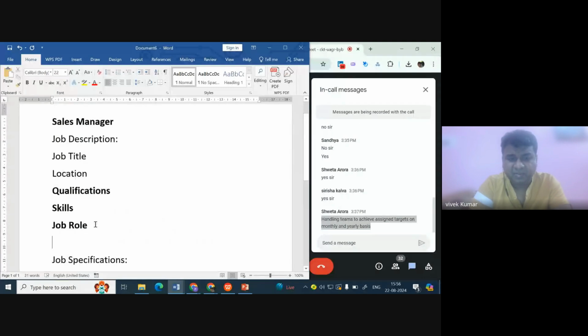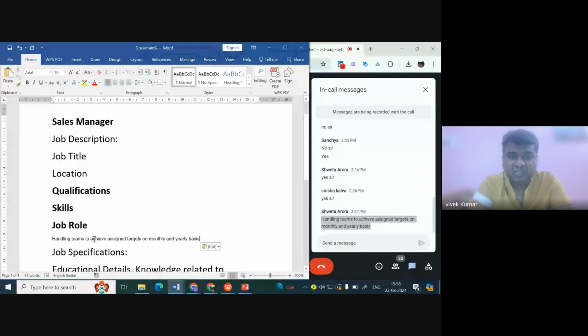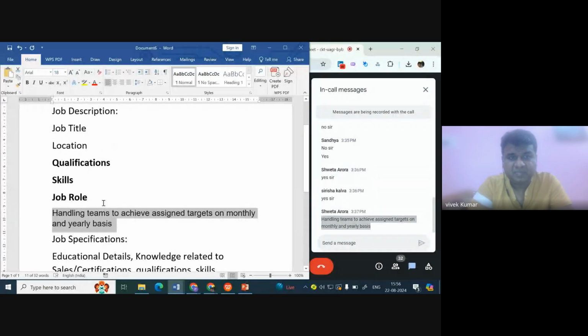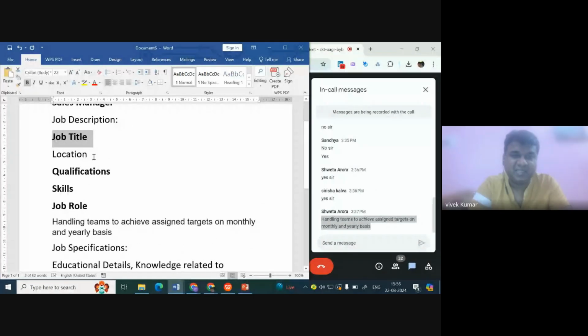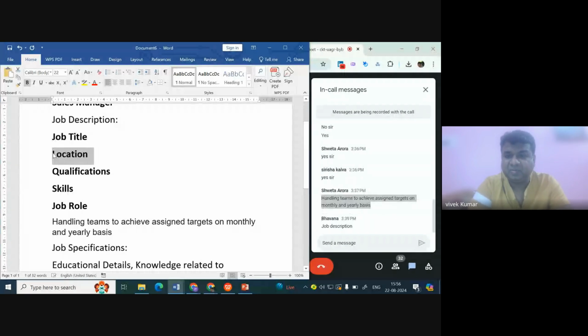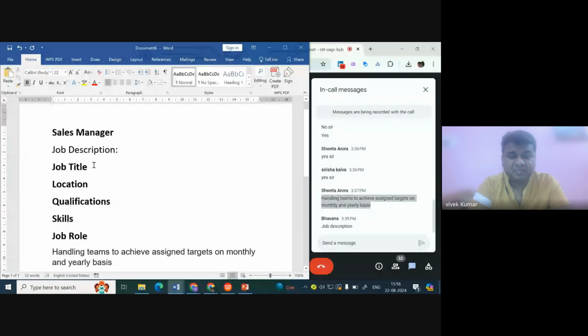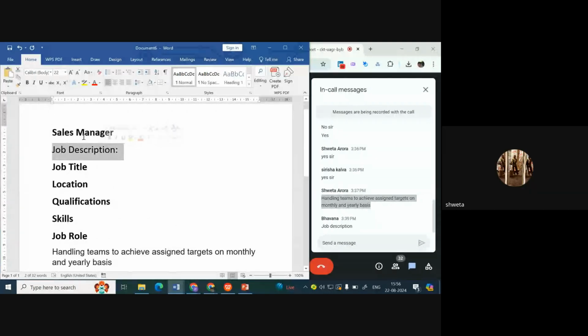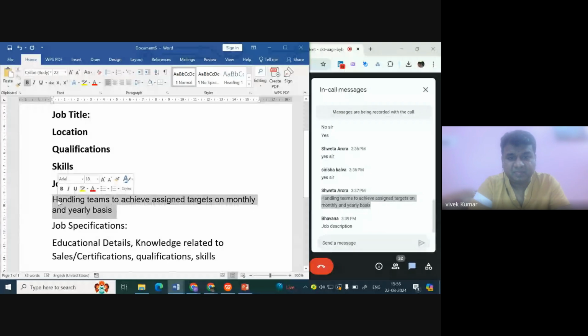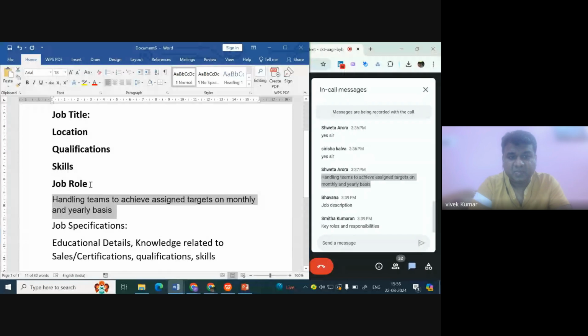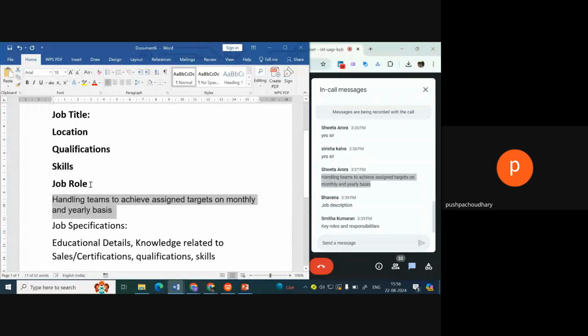Okay. So, where shall I put this one? Handling teams to achieve certain targets. Sir, it would be in job description. So, where exactly in job description? Is there any particular place you want me to keep it? I guess in skills. Okay. Should it be in skills or should it be in the job role? It should be in key responsibilities. Roles and responsibilities, right? Job role.